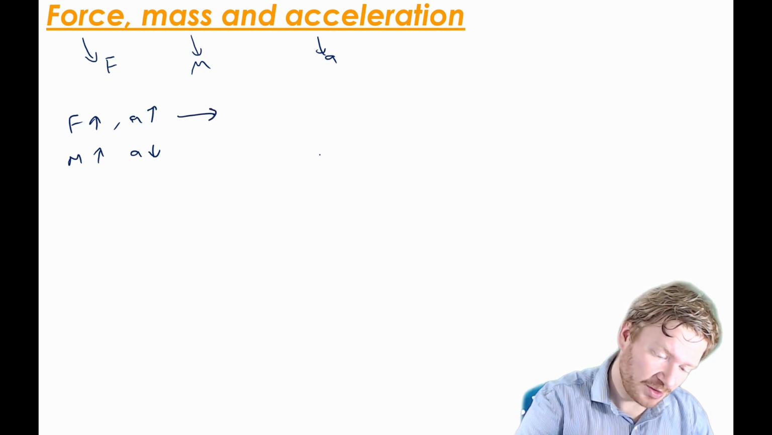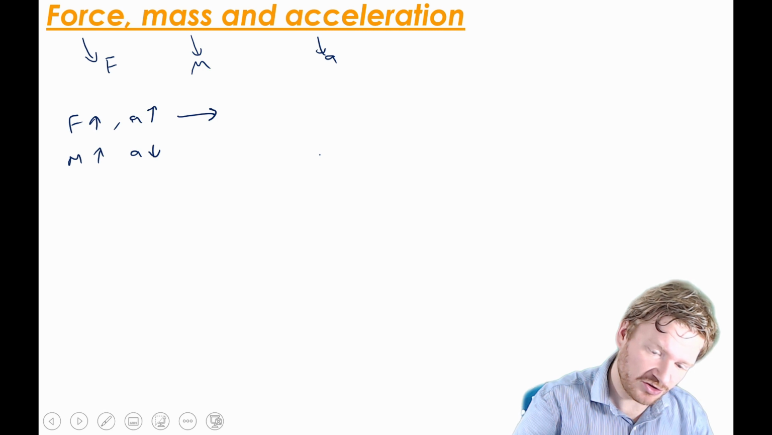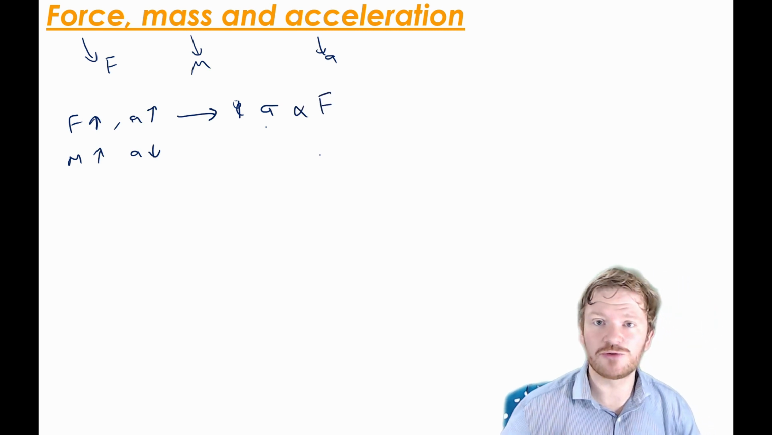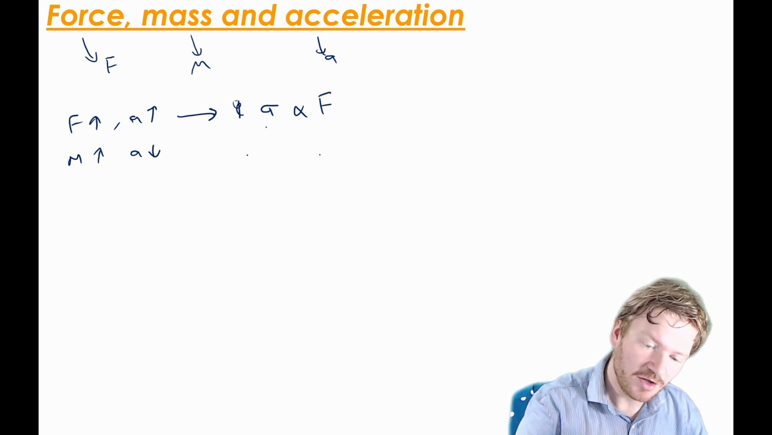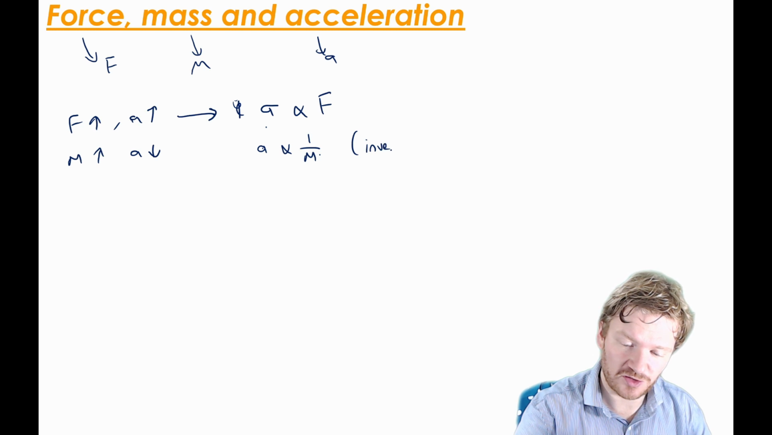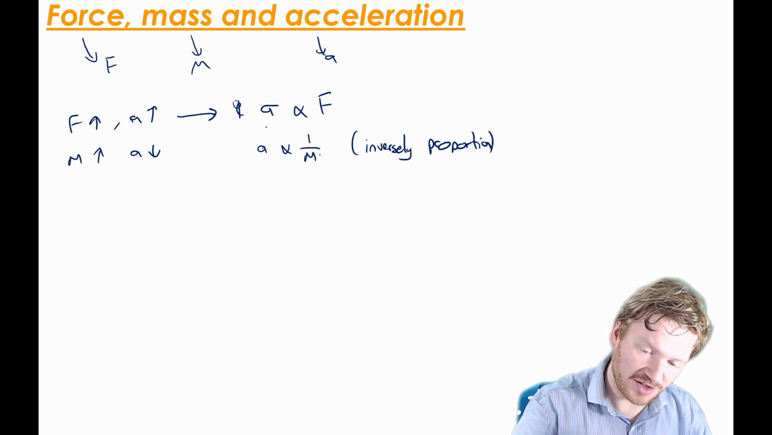I can write this first equation, that if force goes up, acceleration goes up, as saying acceleration is proportional to force. They're directly proportional. For this one, if mass goes up, acceleration goes down, I can say that acceleration is proportional to 1 divided by mass. In other words, they are inversely proportional. I'll write that down there. Inversely proportional. That funny little fish symbol is called an alpha, and this just means that they're proportional.